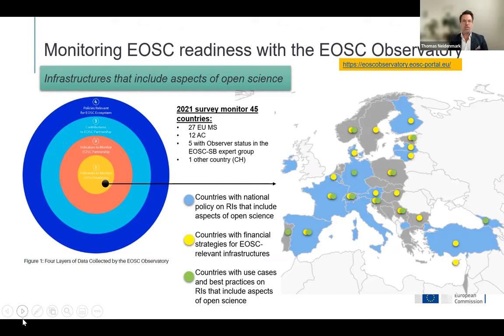We know that there are countries, such as you see in this slide, that have the policies in place, but perhaps have not yet communicated the practices or financial strategies to support the implementation of the practices. But there are also practices in some countries, like you see in Sweden and Norway, where they have good examples of how to combine open science elements with key infrastructures for EOSC, but perhaps there are no national policies.